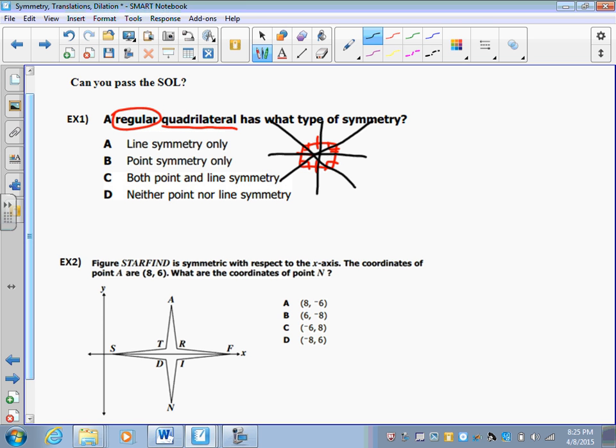So we definitely have line symmetry. And for point symmetry, if I turn it upside down, I'm going to have point symmetry as well. So you have both point and line symmetry.